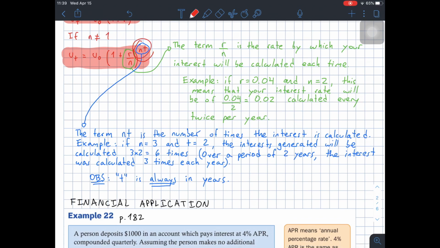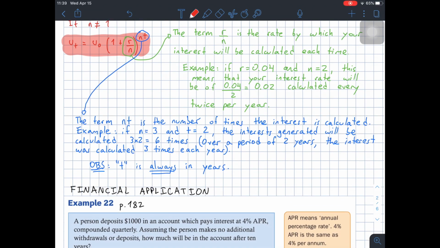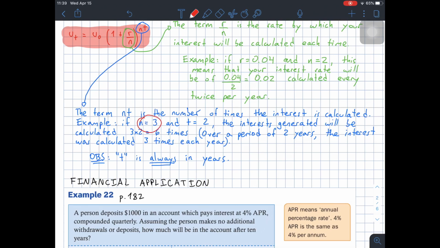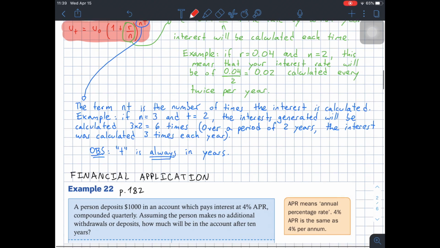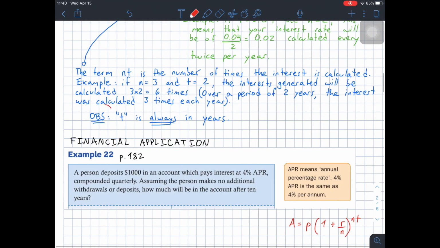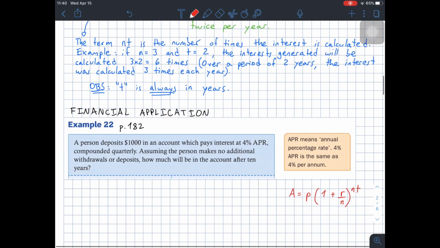Then, this exponent over here, the term n times t, is the number of times the interest is calculated. Example, if n equals 3, that is, the loan is charged 3 times per year, and t equals 2, that means the loan goes for 2 years. It says the interest generated will be calculated 3 times 2, 6 times. Why is that? Because over a period of 2 years, the interest was calculated 3 times per year. Okay, so 2 times 3 gives us 6 total times of calculating the interest. Observation: t is always in years. When we talk about the variable t, we're always referring to years.